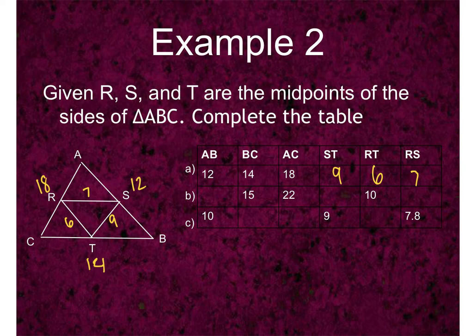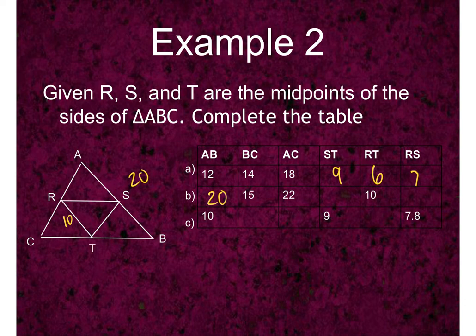Now, for part B, you have to make sure that you erase everything. What would AB be? What'd you get, Giselle? 20. Excellent. Because RT is 10, so you just multiply RT by 2 and you get 20.